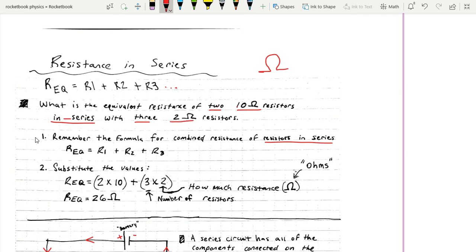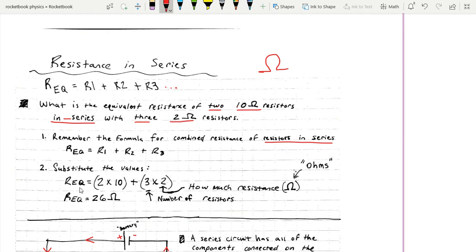So your solution, remember the formula for combined resistance of resistors in series. Well, here it is. The equivalent resistance is equal to the total amount, right? The sum of each resistor that is in that circuit. In this case, I have two 10 ohm resistors, and I also have 3 2 ohm resistors. So all I got to do is add each of these up, and congratulations, I've got the equivalent resistance. So here's what I'm going to do. I have two 10 ohm resistors, so 2 times 10, plus I have 3 2 ohm resistors. You see what I've done here? 3 is the number of resistors, 2 is how much resistance each one of those has. I'm going to multiply those together, add them up, I get 26 ohms.